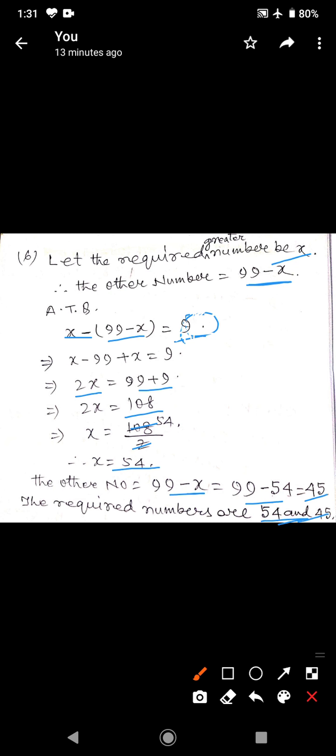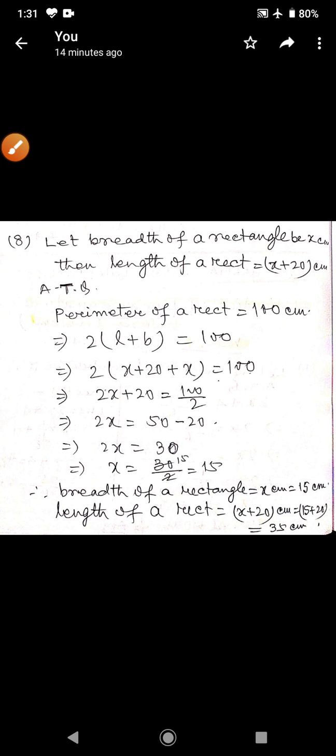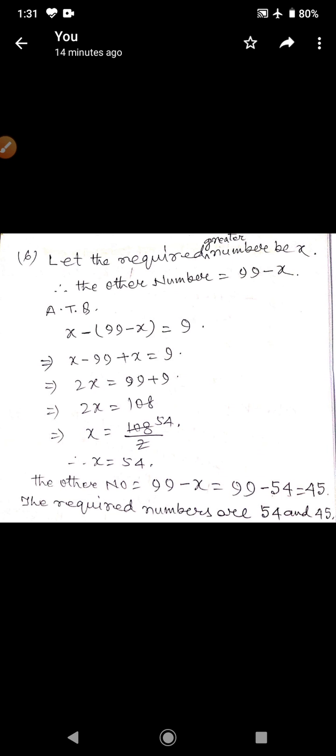The required numbers are 54 and 45. Greater number is 54 and smaller number is 45. You can check it. The sum of these two numbers, 54 plus 45 equal to 99, and their difference, the difference of the greater number and the smaller number, that is 54 minus 45 equal to 9.